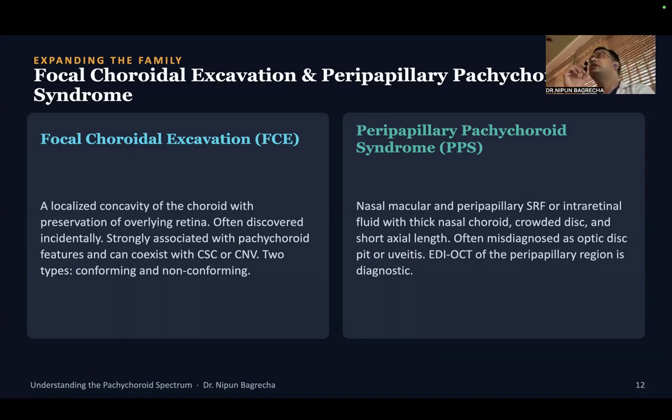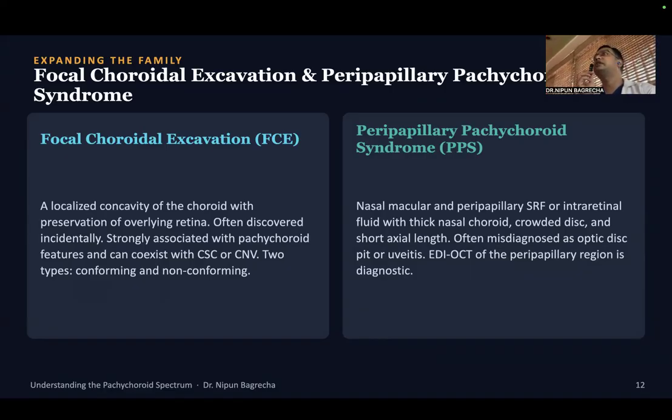And also, because of the pachychoroid, they secrete the fluid. There is also fluid below the RPE and the Bruch's membrane. So it is a type of pachychoroid spectrum, and the mainstay of management is anti-VEGF.